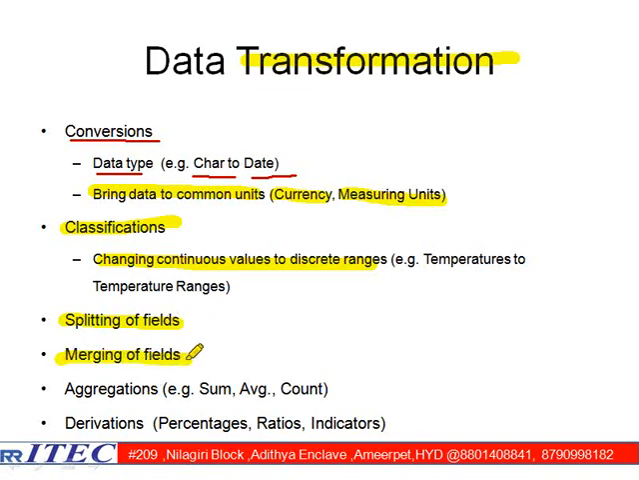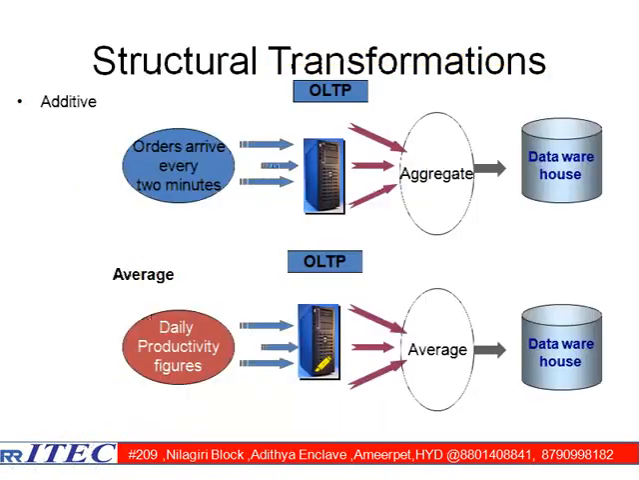Merging of the fields. What do you mean by merging? Let us say first name and last name, we are merging it, or concatenating. Aggregations, we are trying to do the sum, count, these things. Derivations, we are trying to calculate percentages, ratios and indicators. These things we are trying to derive. We'll go one by one.